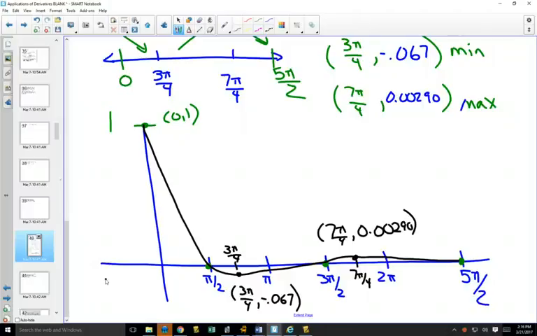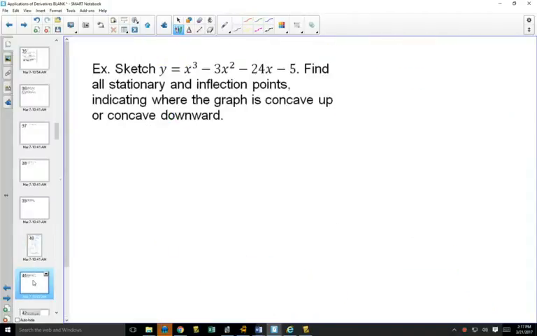Okay, I'm going to give one more graph. This one, do you notice that we didn't find this point right here? Somewhere there would have been an inflection point. We would have to do our second derivative and do that, but the question didn't ask us to find that inflection point. But for this next question, we want to do everything. We want to find all of our stationary points, all of our inflection points.